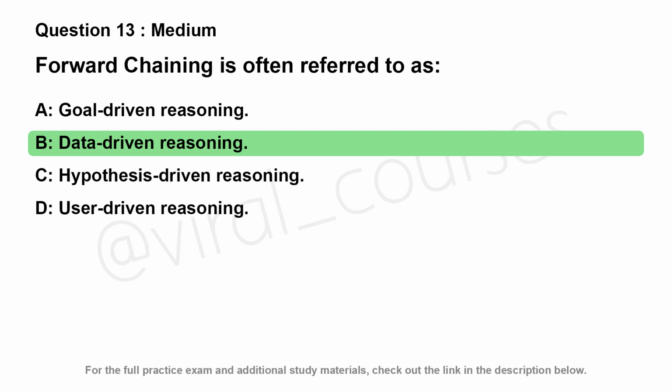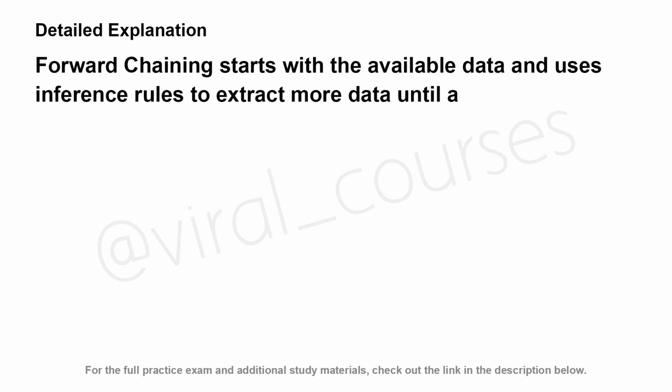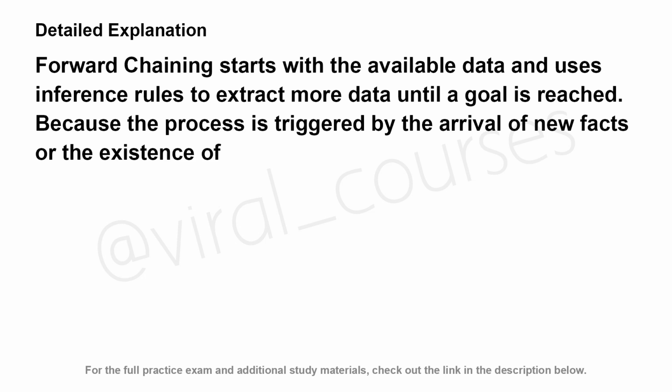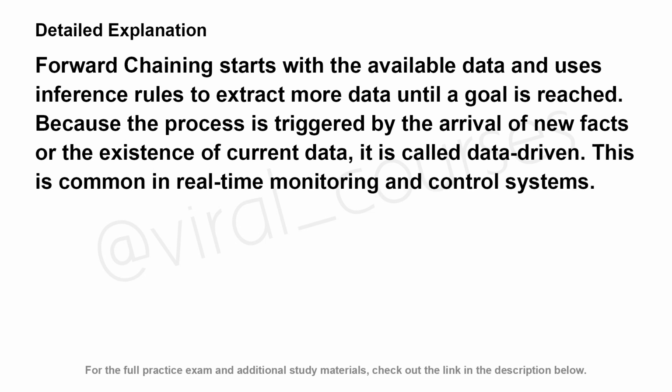The correct answer is B. Forward chaining starts with the available data and uses inference rules to extract more data until a goal is reached. Because the process is triggered by the arrival of new facts or the existence of current data, it is called data-driven. This is common in real-time monitoring and control systems.